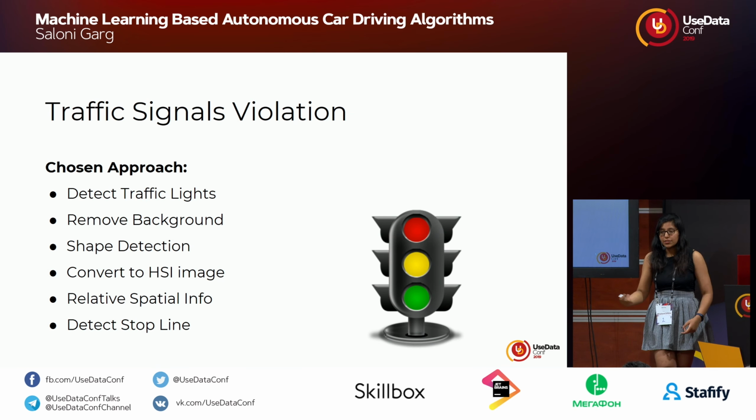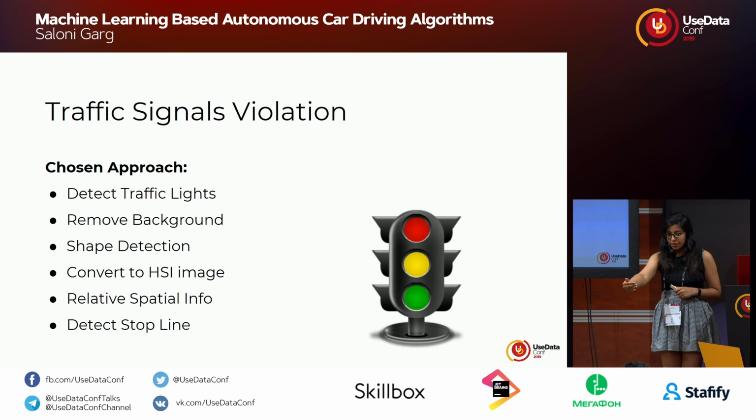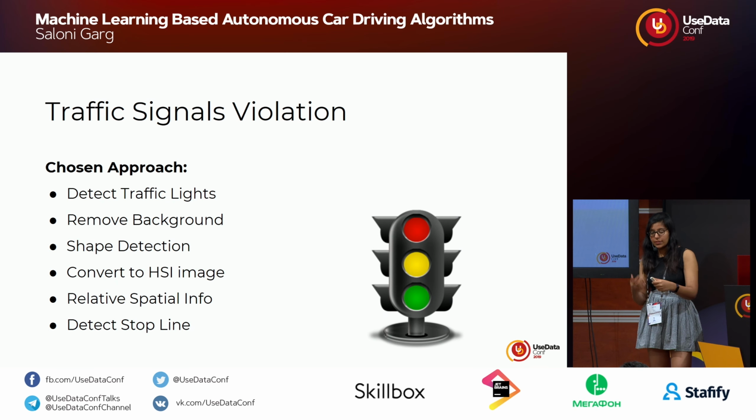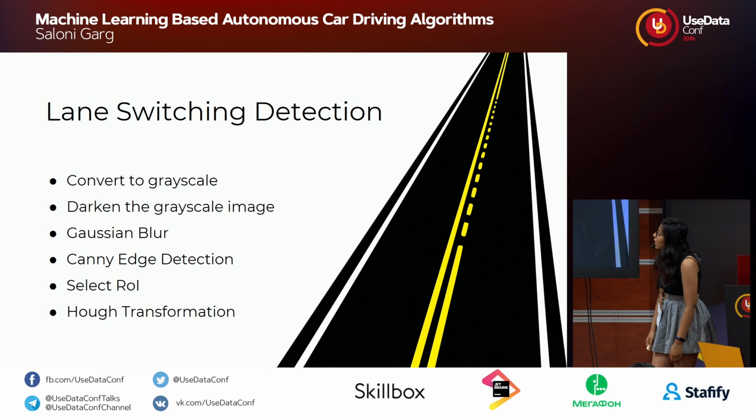Then we found out relative spatial information. That was also primarily done using image processing. By relative spatial information, I mean how far the traffic light is from the car, so that we can detect whether the car is crossing the red light or it's standing very far back from the red light, because ultimately we want to only detect and only raise a signal when the car passes the stoplight. So detect the stop line. The last one is lane switching detection.